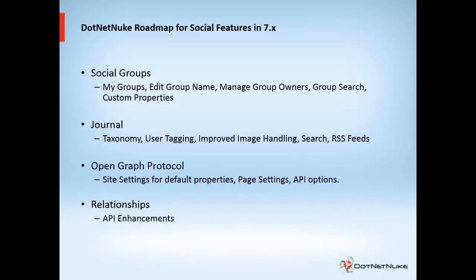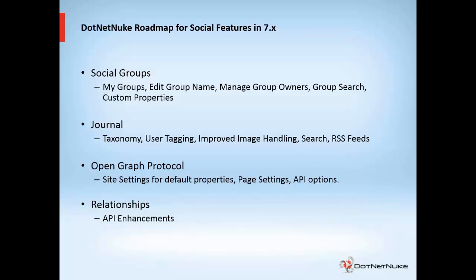The other thing we want to do is improve the image handling. It does have automatic image resizing, but we want to add back that capability that we had in Active Social, where the images were resized and you could zoom in and zoom out on images. Another big functionality that we want to add is search, and then the ability for RSS feeds as well. The taxonomy and user tagging and improved image handling, we're hoping to have those in for 7.0, but it's possible that those will be in 7.1.